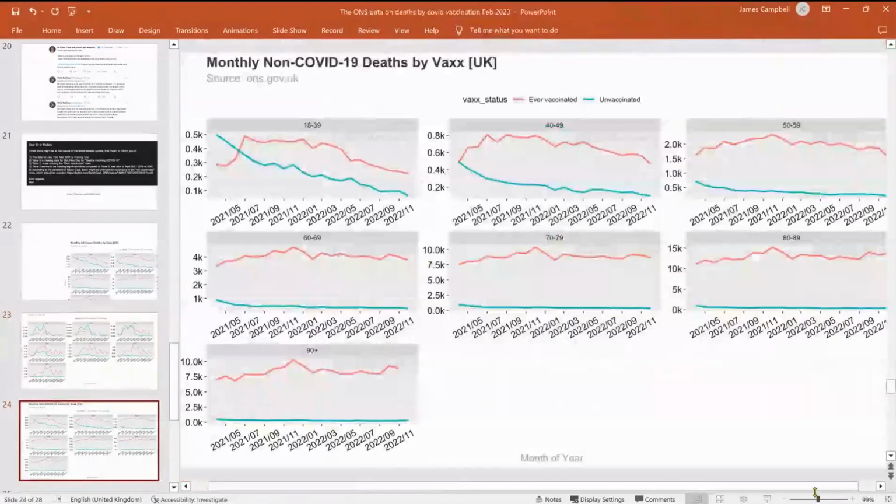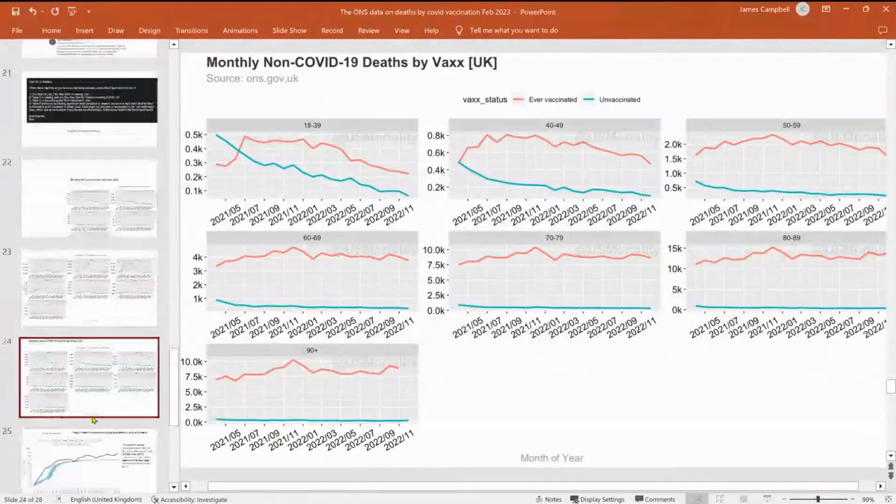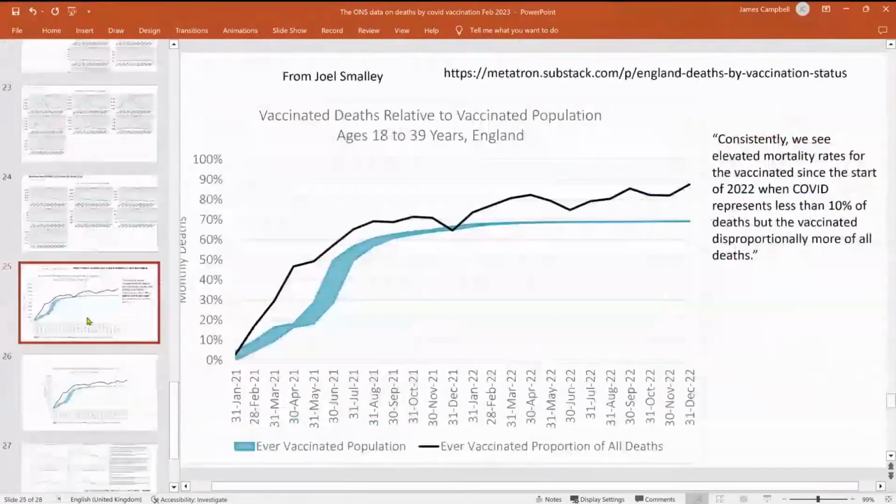But that's why Joel Smalley's analysis on the next slide is interesting. He's then looking at the number of vaccinated deaths relative to the vaccinated population for that age group. And what you can see here is the ever-vaccinated population, because it's not a line, it's got the confidence intervals there, is basically generally lower than the number of people dying.